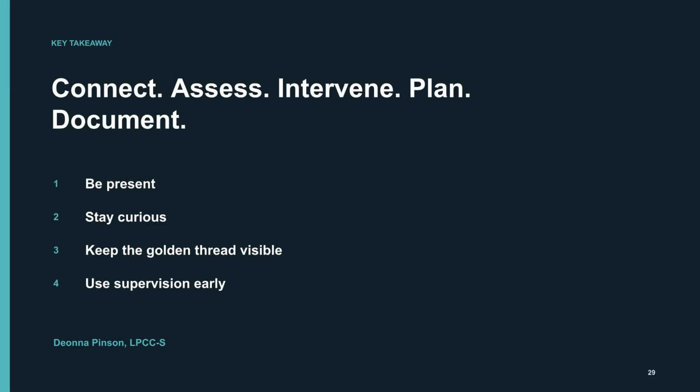Be present, stay curious, keep the golden thread visible in your work, and use supervision early. This 5-part structure provides the rhythm for a professional and effective counseling practice.